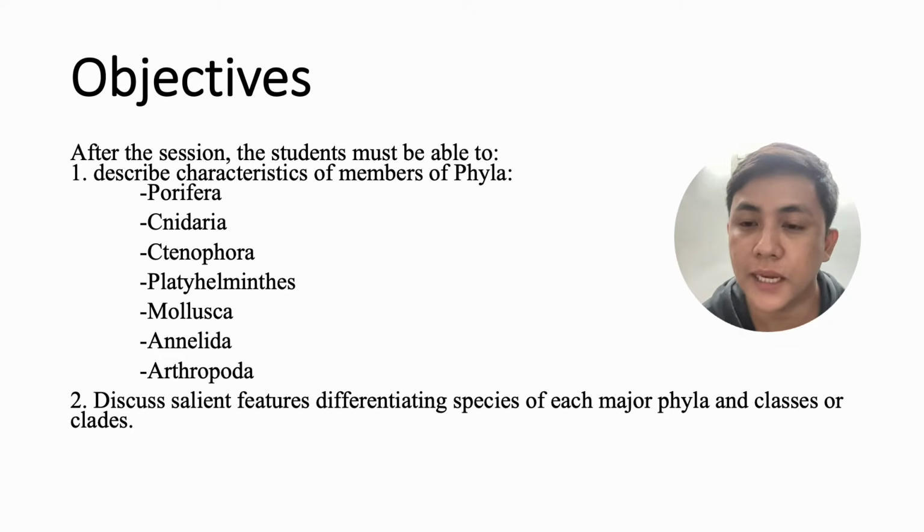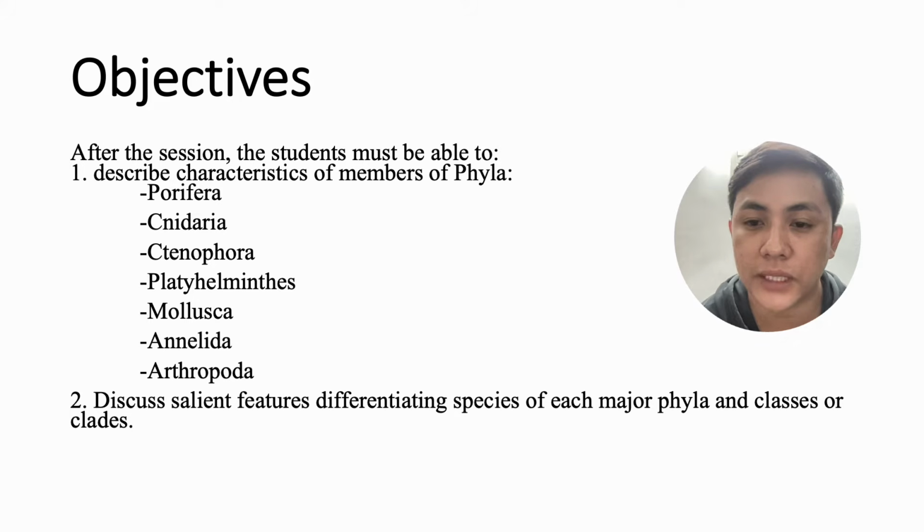Welcome back again. At this juncture, we'll explore the fascinating world of invertebrates, specifically the animal groups from phylum Porifera to phylum Arthropoda. These groups include sponges, jellyfish, flatworms, mollusks, earthworms, and even insects and crustaceans. By the end of this lesson, you'll see how these animals evolve in structure and complexity, from simple body form to highly organized systems.